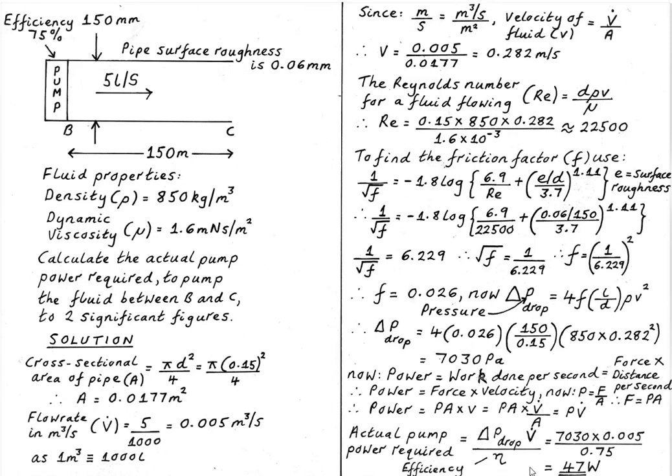So substituting our pressure drop as 7,030 pascals, our volumetric flow rate as 0.005 meters cubed per second, the efficiency 75%, which as a decimal is 0.75, gives an overall actual power of the pump required as 47 watts.